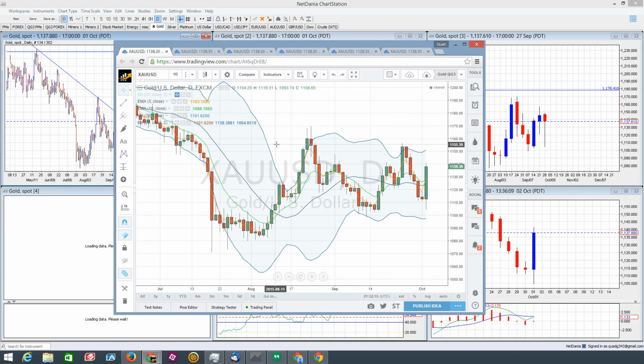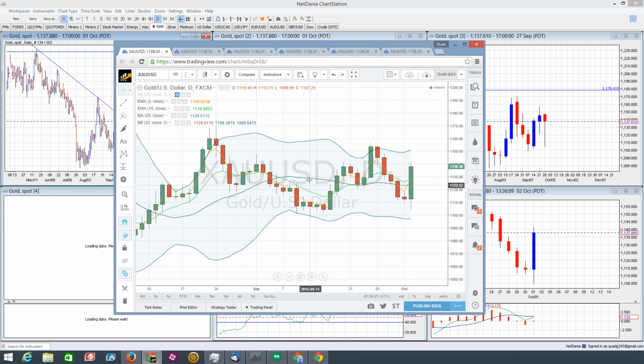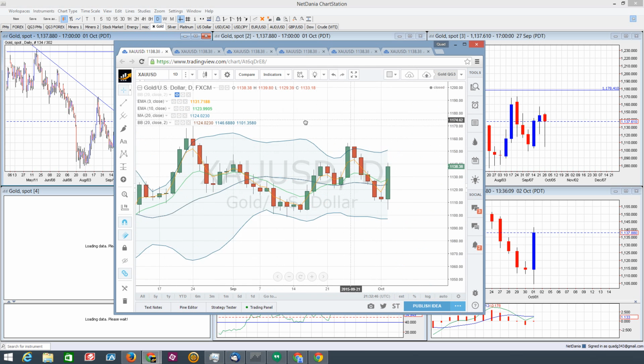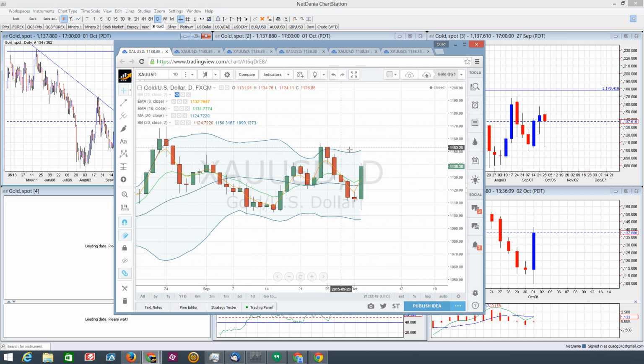First off, we're going to take a look at the QG3, which is the blue line in the middle. That is the 20 DMA. Green line is the 10 EMA, and then the orange line is the 3 EMA. As you can see up here, orange for the 3, green for the 10, and blue is the 20, which also happens to be the center point of the Bollinger Bands as well. And the Bollinger Bands, obviously, the top rail is the upper Bollinger Band. The bottom here is the bottom Bollinger Band.